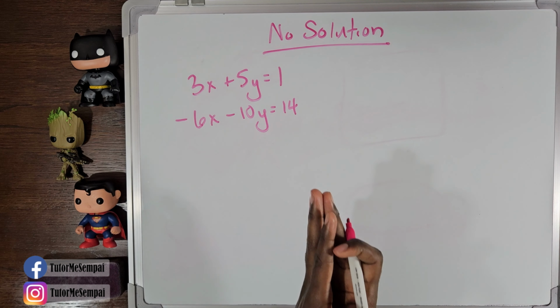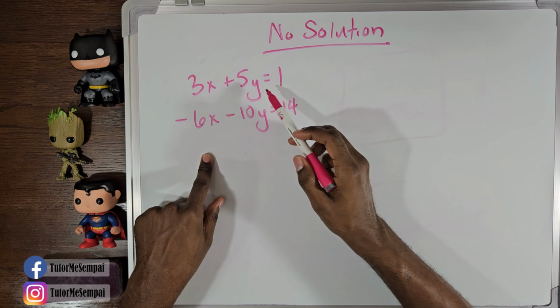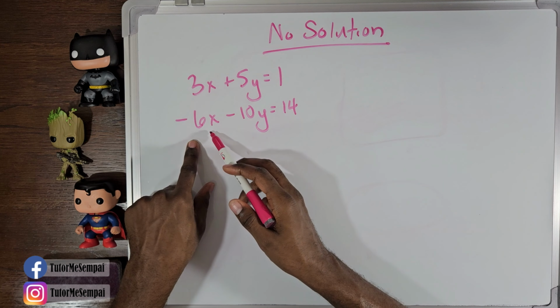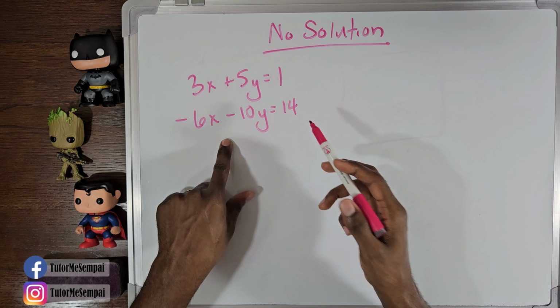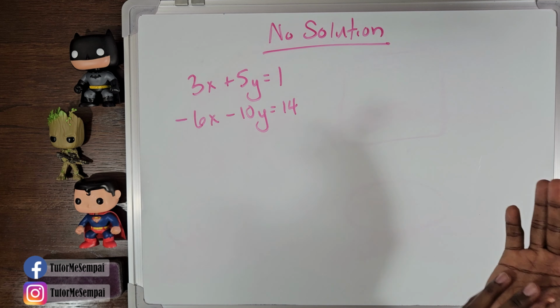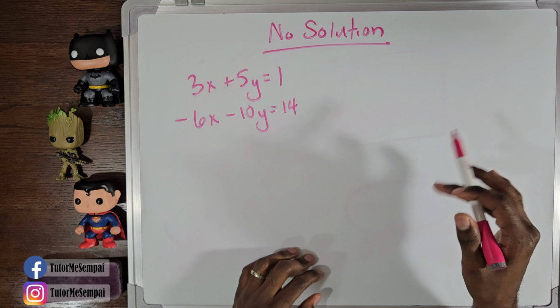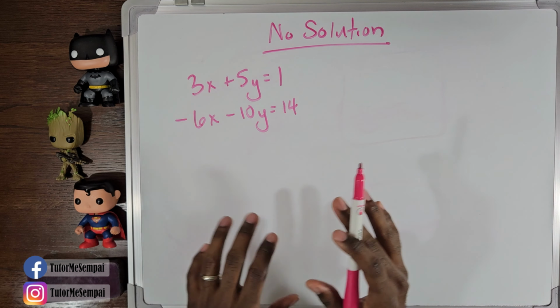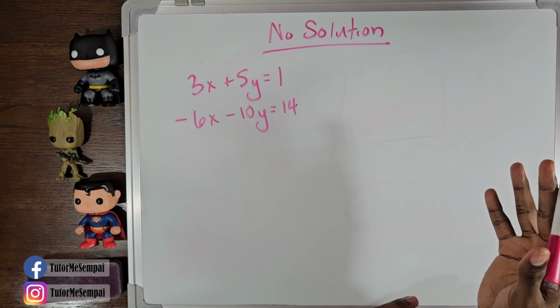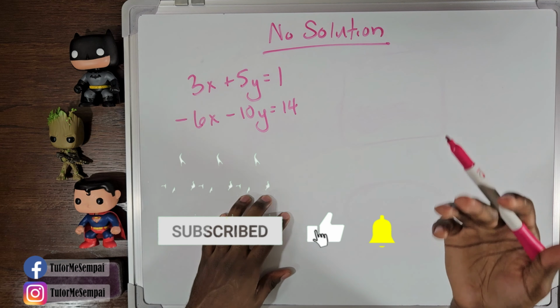Let's say we have this system of linear equations. We have 3x plus 5y equals 1, and we have negative 6x minus 10y equals 14. And we want to see what the x and y value should be that satisfies both of these. Now, we already know this is going to be no solution, but assuming you didn't know that, you can try to solve this either by substitution or by elimination. I'm going to do substitution. You do whatever you feel most comfortable with.